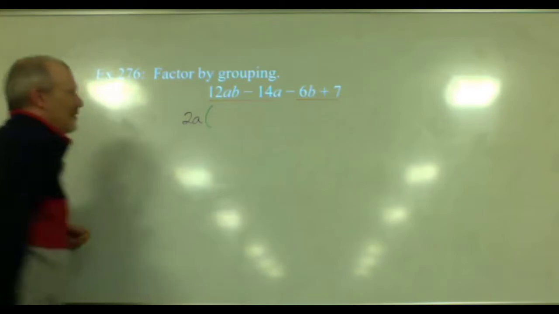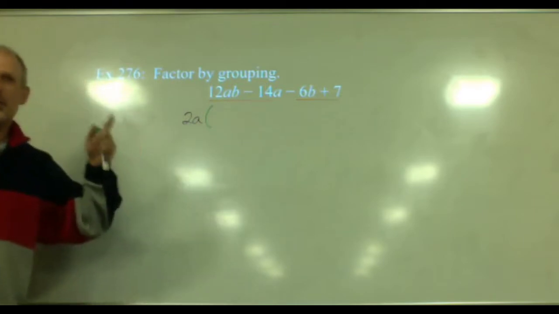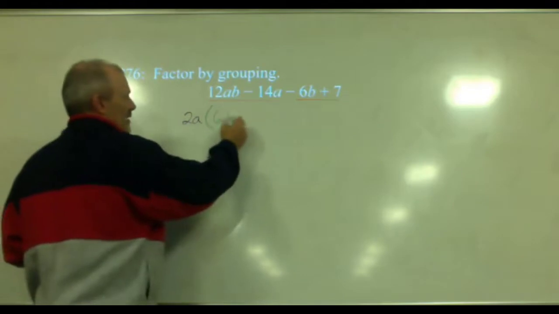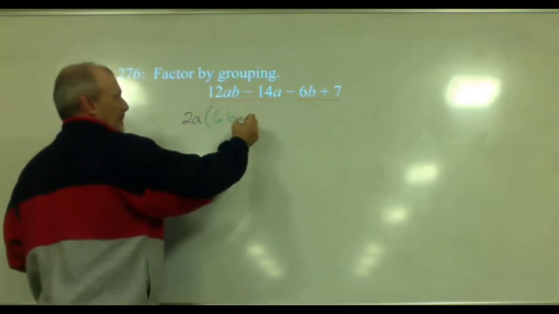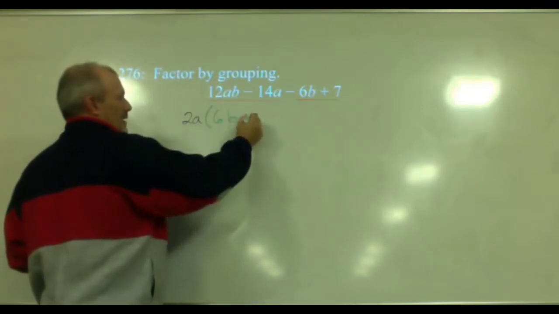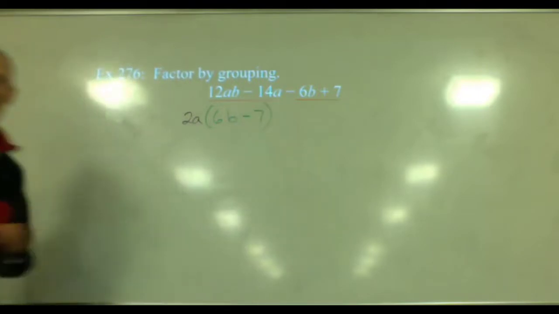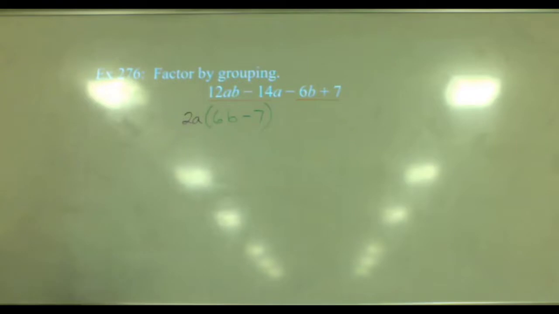And what's left when we divide out the 2A? 6B minus 7. And that's it, because you factored out the A. Make sense for the first group?